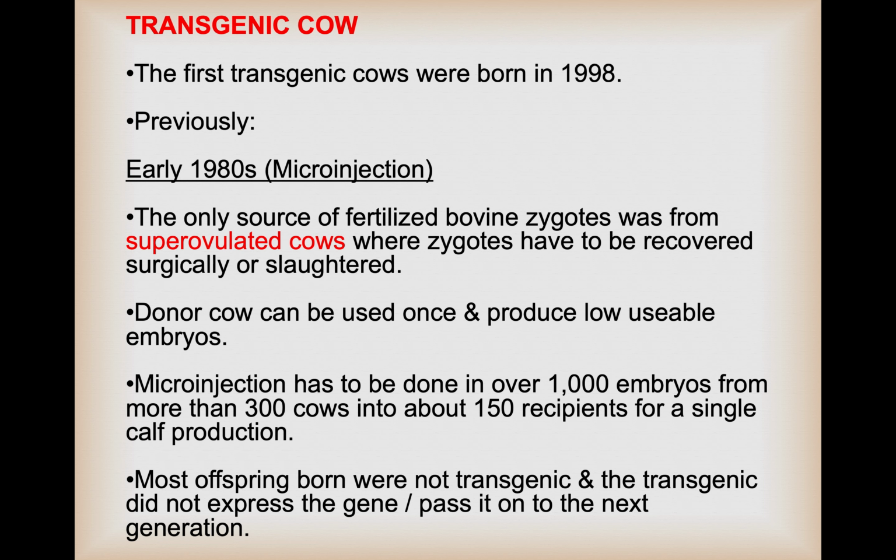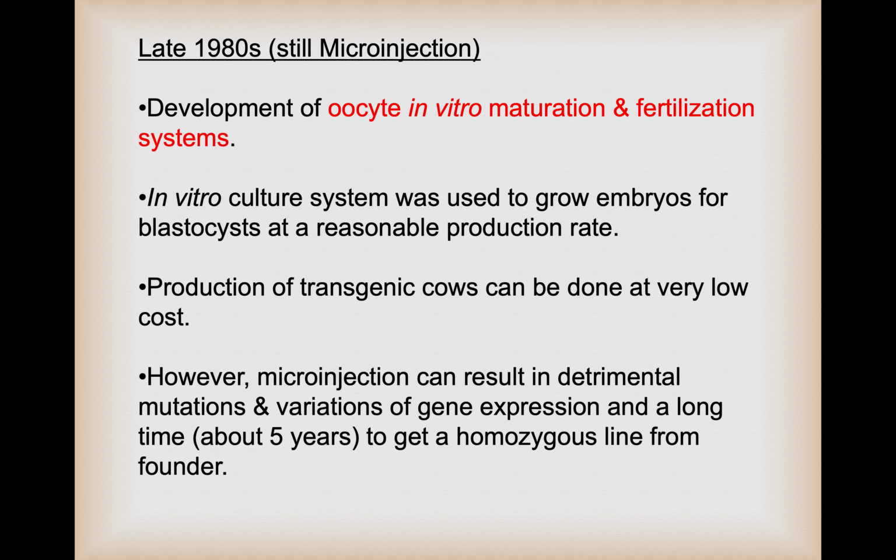And most of the offspring born were not transgenic, even after interbreeding, and the transgenic ones did not express the gene or pass it on to the next generation. Later in the 1980s, still using microinjection, they developed oocyte in vitro maturation and also in vitro fertilization. An in vitro culture system was used to make sure the embryo grows from the blastocyst to a reasonable production rate, instead of just taking it from the cow at a later stage. So production of transgenic cows can be done at very low cost, and it saves cows because they are not slaughtered.